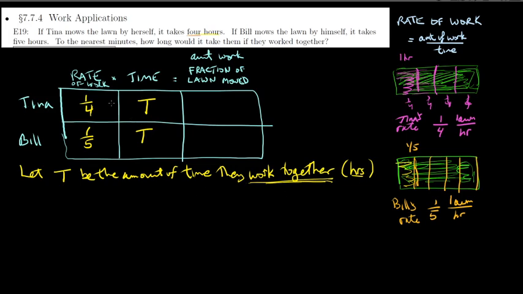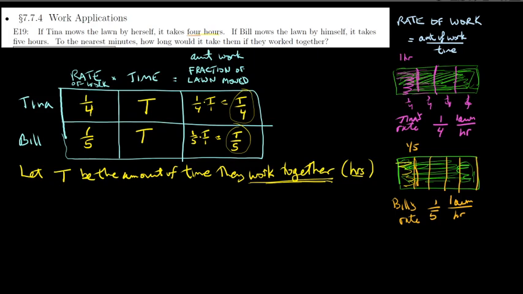Okay. So you know the equation, right? Rate times time. So this is 1/4 times T, 1/4 times T over 1, which is just T divided by 4, right? Same thing here. This is 1/5 times T over 1, which is T divided by 5. Okay, so now we're almost done. This is the amount of work that Tina completes, the fraction of the lawn that Tina mows. This is the fraction of the lawn that Bill mows.